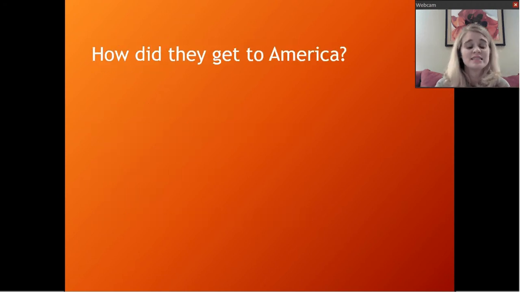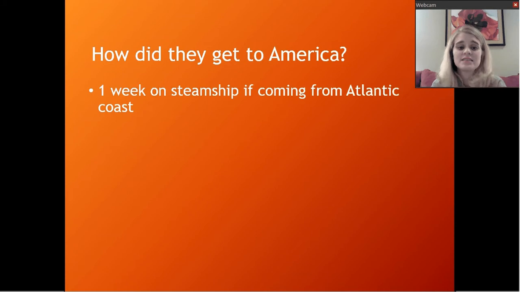Now, the next thing is how they got here, right? So in order to get to America, the first thing you have to do is save money, which was very hard for a lot of Europeans in order to be able to get passage onto a ship to come here. If you're coming from Europe, it takes about 1 week on the steamship from the Atlantic coast. So from Europe to the United States, you would probably have to get port in Ireland or Scotland, somewhere that's more the western part of Europe.